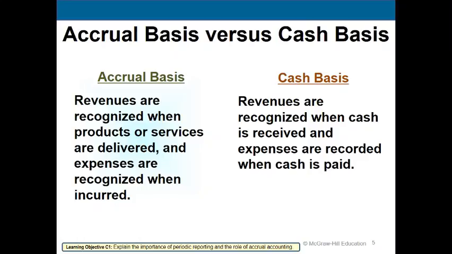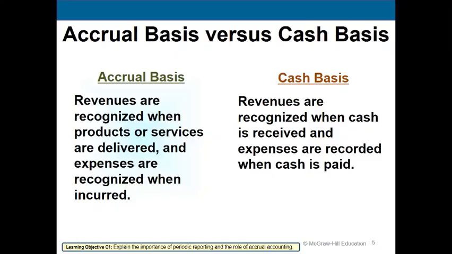If you recall, we talked about the accrual basis of accounting. We do things based upon the accrual basis of accounting under generally accepted accounting principles, GAAP, rather than the cash basis of accounting. And so the accrual basis of accounting states that revenues are recognized when products or services are delivered, and expenses are recognized when incurred. Whereas with cash basis, you recognize revenue when you receive cash, and you recognize an expense when you pay it.